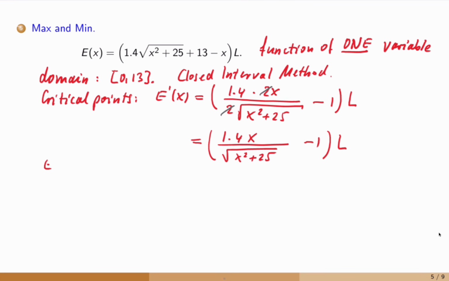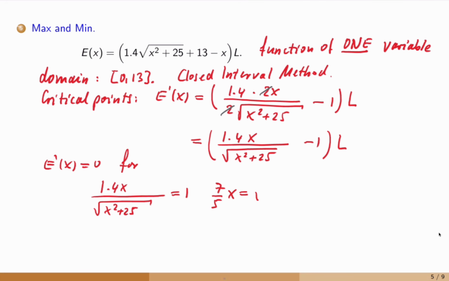L. Now critical points satisfy E prime equals 0, and so this is 0 when the bracket is 0, meaning 1.4x divided by the square root of x squared plus 25 is equal to 1. So then I multiply the whole thing by the square root term, and I write 1.4 as a ratio, which is 7/5. So then we get 7/5 x is equal to the square root of x squared plus 25. I do the 7/5 because the algebra becomes a little bit easier this way.